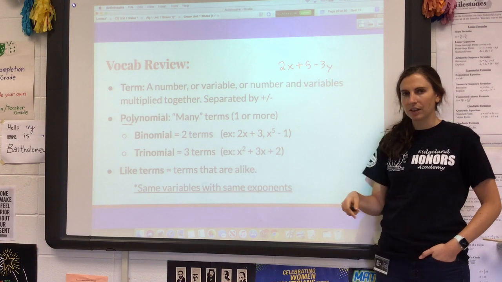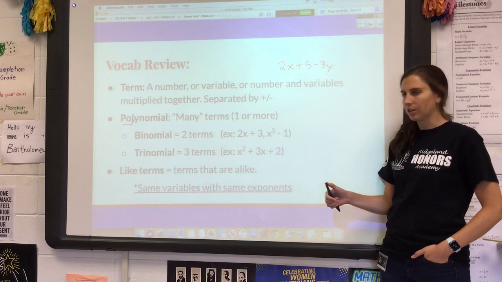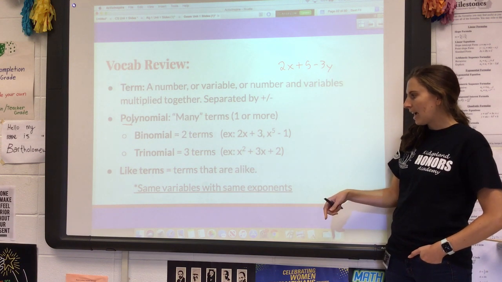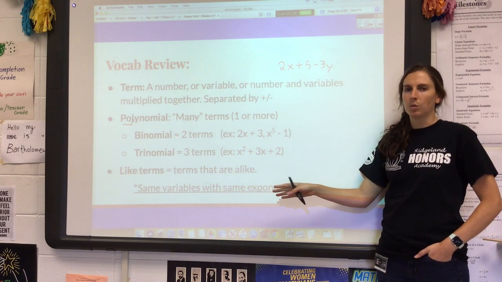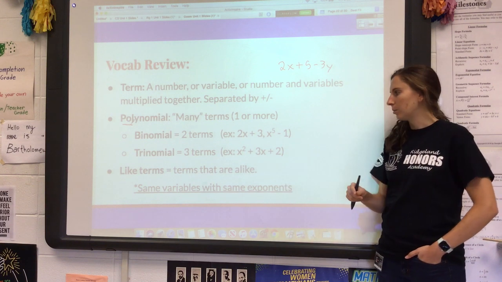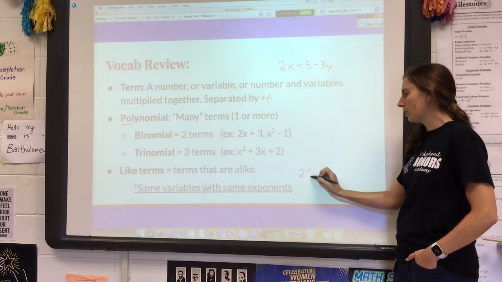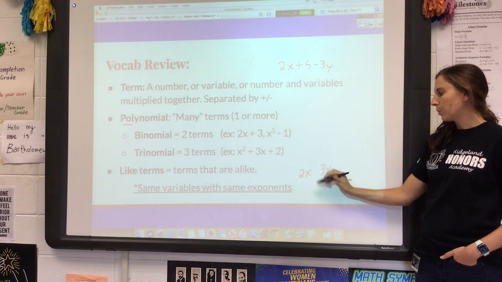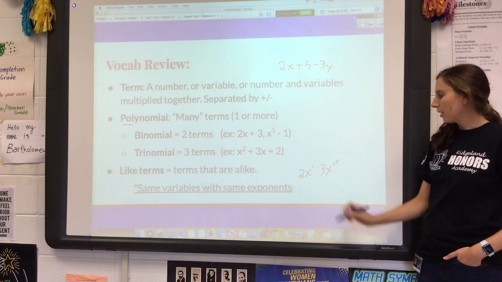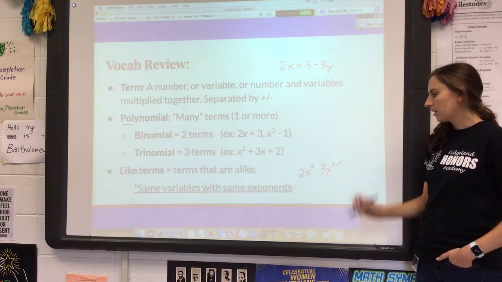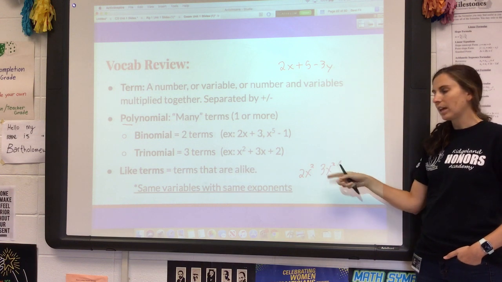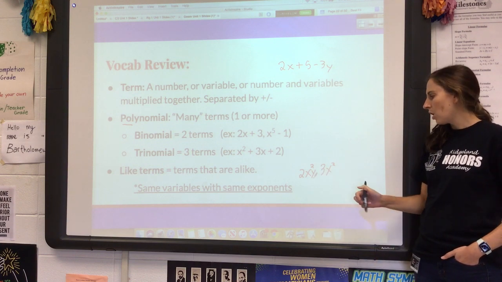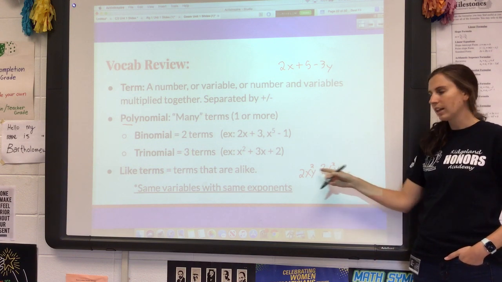And then we have, last year talked about like terms, which literally just means terms that are alike. To be like terms, they have to have the exact same variables with the exact same exponents on those variables. For example, 2x and 3x. Those are like terms. They have the same variable, both with an exponent of 1. Or if I had 2x squared and 3x squared. Those are like terms because they're both x squareds. But if this one has a y in it as well, they're no longer like terms. Or if this one does have a y, now they are like terms.